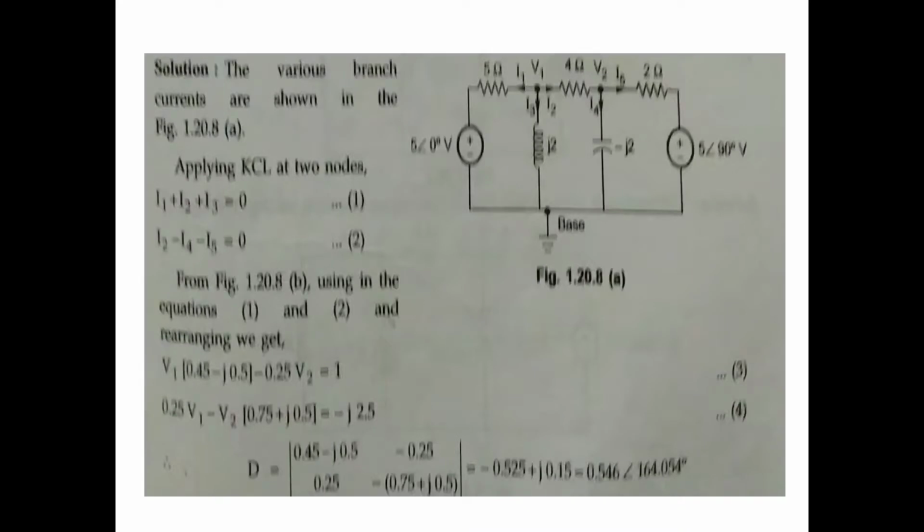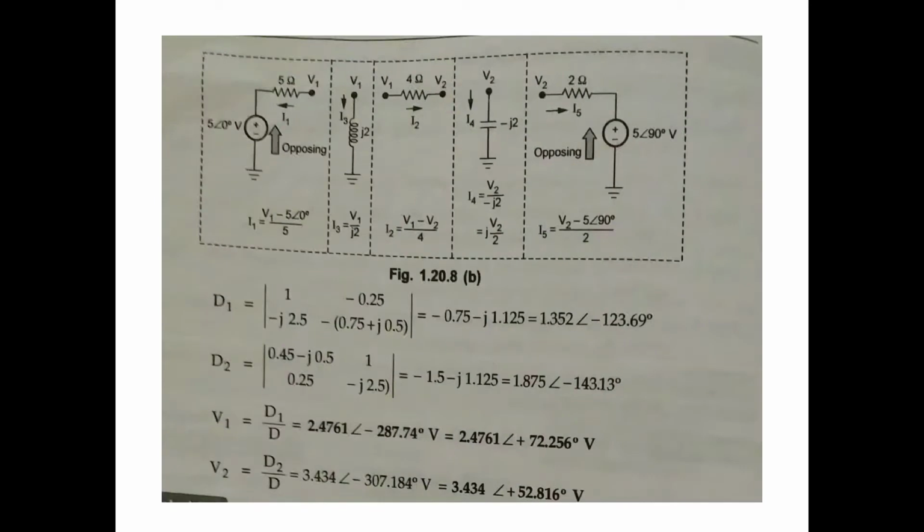For the remaining node, we have I2, I4, and I5. I2 is towards the node, that is positive. I4 and I5 are away from the node, that is minus, equal to 0. These are two equations. From equations 1 and 2, rearranging, V1 is common. What is I1, what is I2, what is I3?